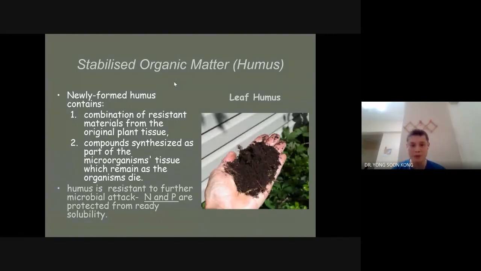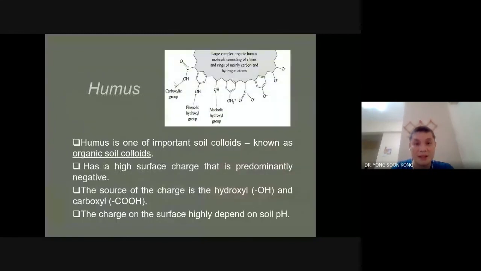And why is this important? Because when the nutrient is released in a very slow manner, that means there is no risk of eutrophication. There's no risk of eutrophication. And this humus is said to be able to release the nutrient at a very low pace. So humus, why are they so important? That is why. Because they contain nutrient and they release it very slowly. That is a good thing actually.